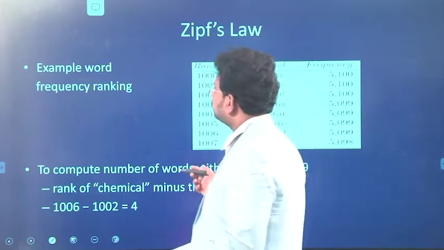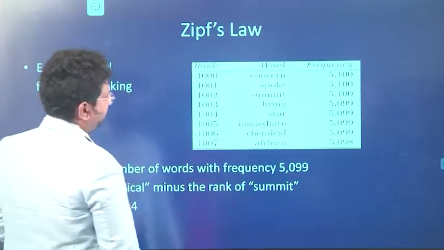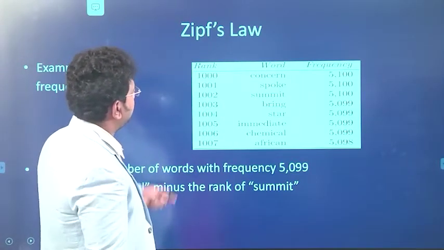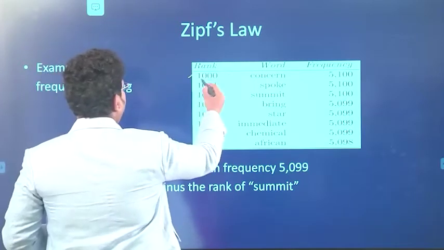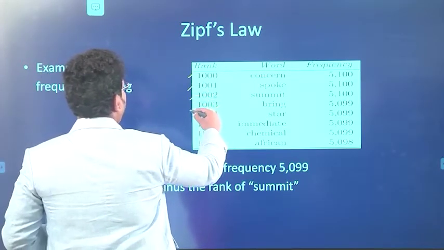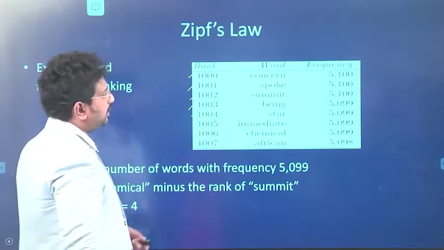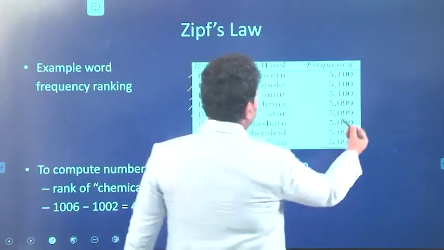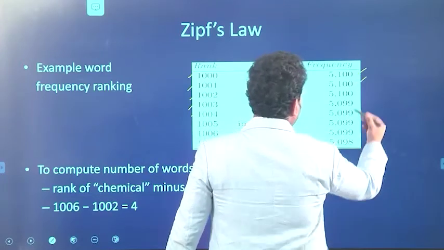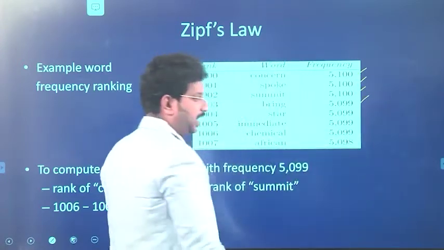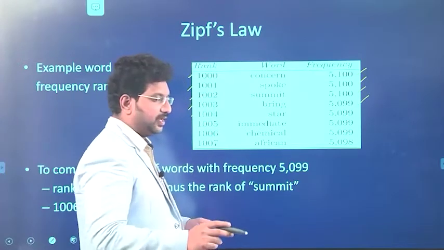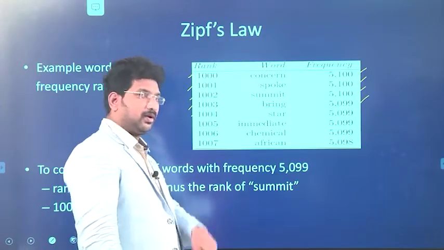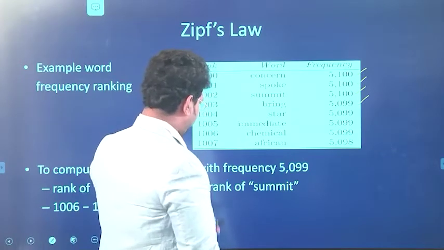If you observe the example of word, frequency and ranking, according to Zipf's law, the rank values are in increasing manner, 1000, 1001, 1002, 1003, 1004, 1005, 1006, and the words are associated with them, like spoke, submit and so on. If you observe, the frequency is about 5100, 5100, 5100, 5099. Wherever you go, the frequency is always inversely proportional to the rank, or rank is inversely proportional to the frequency.